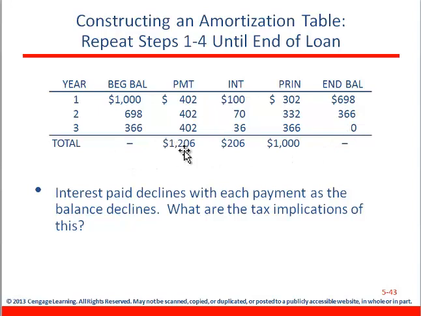You'll note the total payment is $1,206, giving us $206 towards our interest. What are the tax implications? Generally, interest is tax deductible, so you can see as time goes on, the tax deductible element here decreases.